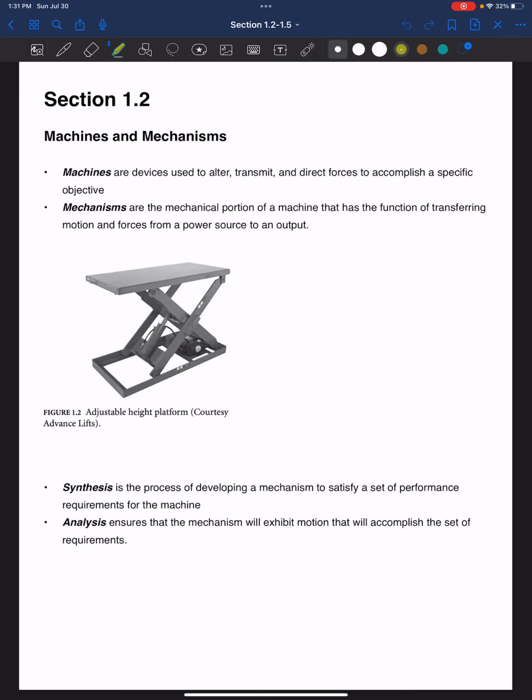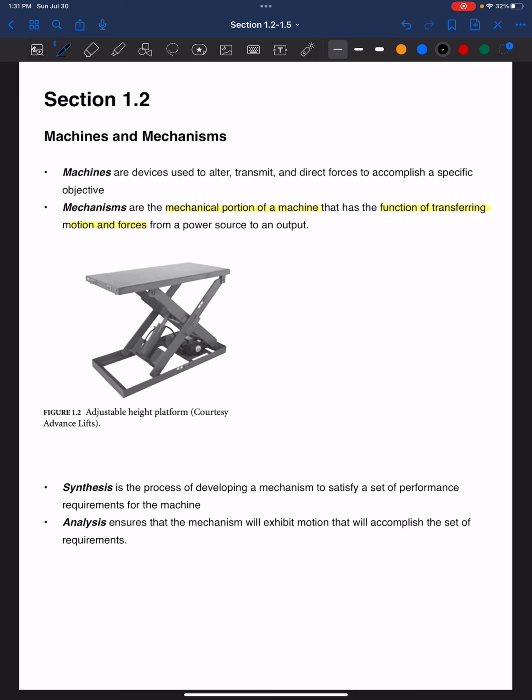So section 1.2, machines and mechanisms. A machine is a device that's used to alter, transmit, and direct forces to accomplish a specific objective, while a mechanism is the mechanical portion of a machine that has the function of transferring motion and forces from a power source to an output.